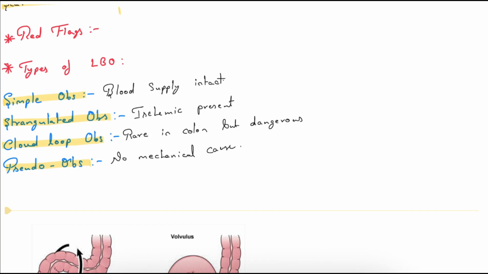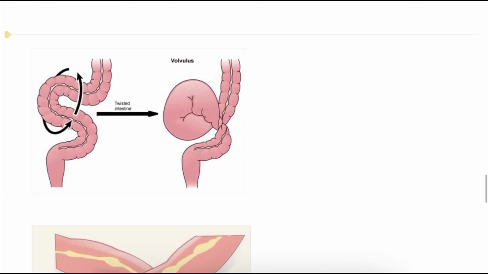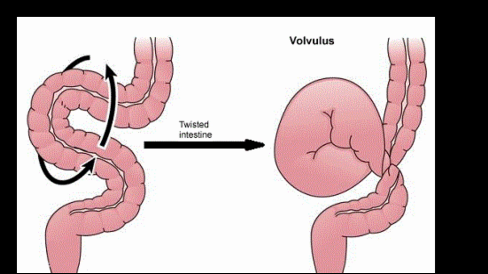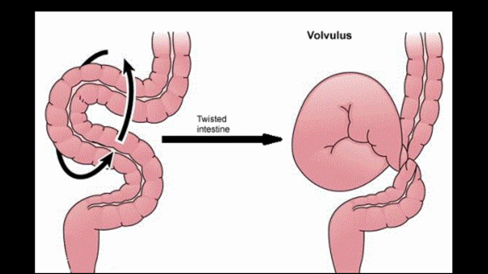So sigmoid volvulus. Sigmoid volvulus is the classic closed loop obstruction. Okay, so this we call classic closed loop obstruction. For example, you can see here this is the main picture, that is volvulus. Okay, so volvulus means it will look like this. So what does it mean? Volvulus means twisting of the intestine. You can see it in the sigmoid colon or cecum.